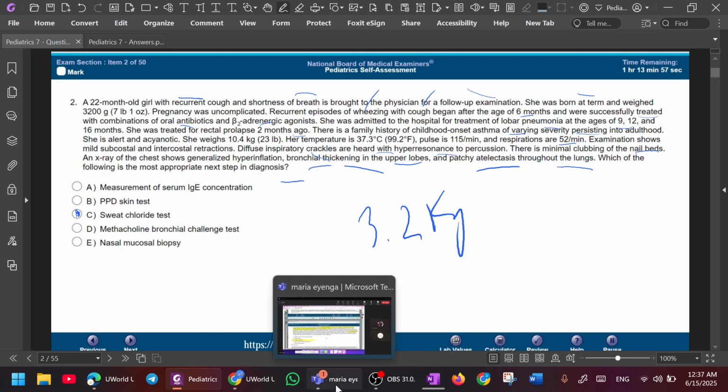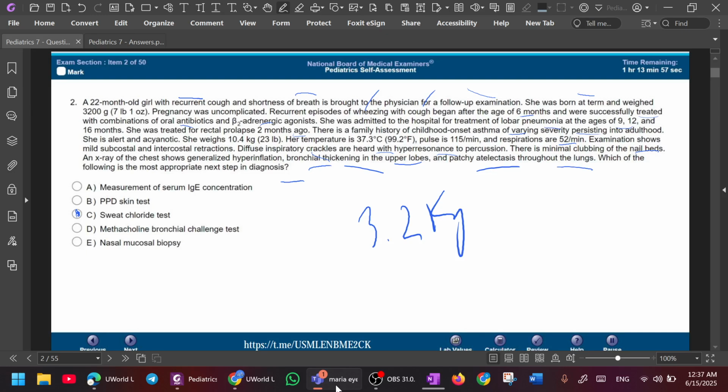So it is C, sweat chloride test. Cystic fibrosis is an autosomal recessive disorder caused by a defect in the CFTR gene, leading to deficiency of a chloride channel that secretes chloride in the lungs and GI tract and reabsorbs chloride in the sweat glands. The abnormal chloride transport causes decreased chloride and water secretion and increased water reabsorption, leading to abnormally viscous mucus.